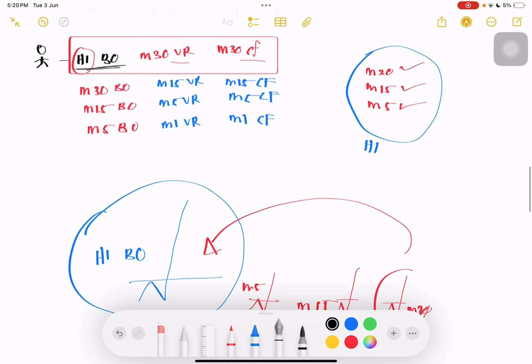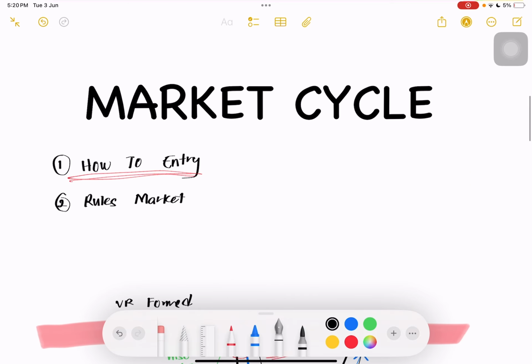Okay, later we will go through the rules of market. After that, okay, after this we can go to chat.